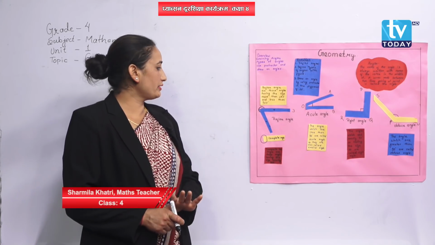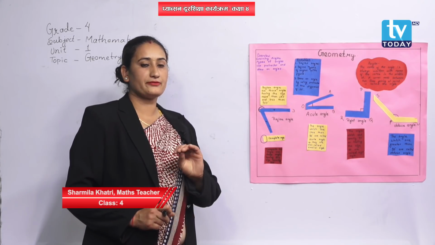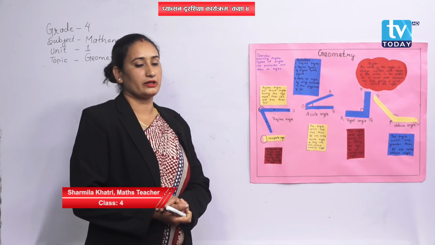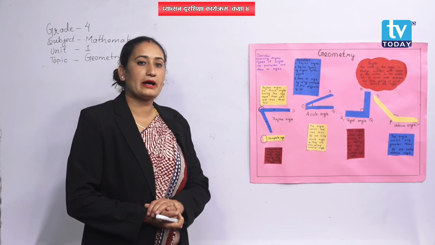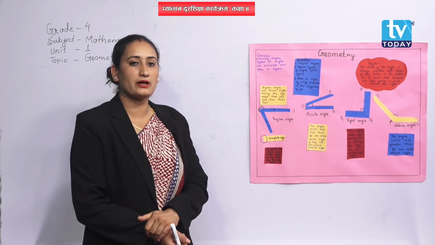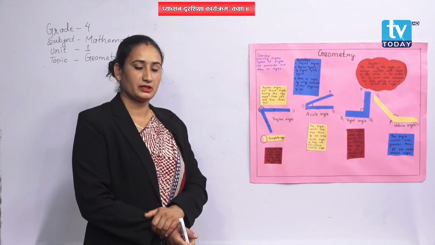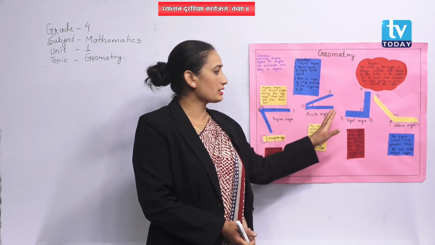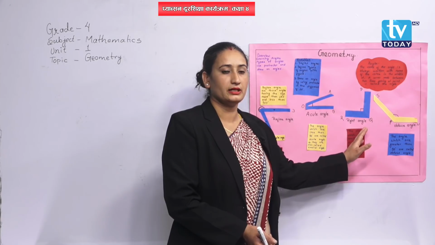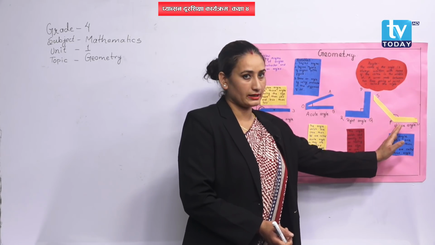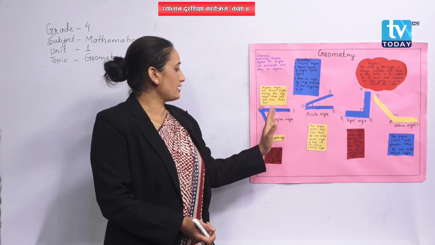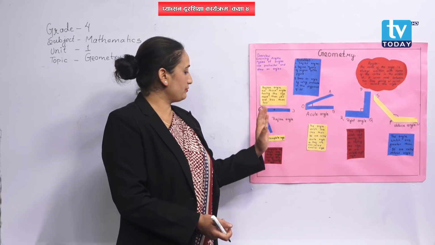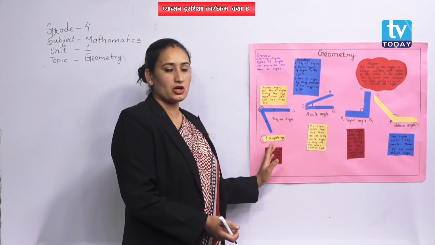See here. Now, there are altogether 5 types. In grade 4, we are learning about 5 different types of angles. First one is the acute angle. Second one is the right angle. Third one is the obtuse angle. Fourth one is the reflex angle. Fifth one is the complete turn angle.